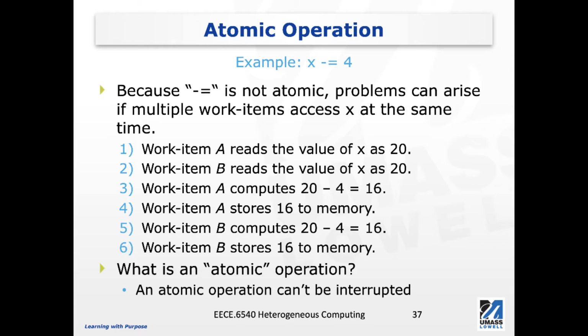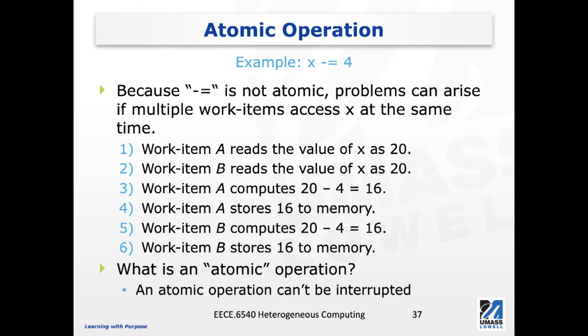Then at step 5, work item B also computes the subtraction. And then 20 subtract 4, we have 16 again. And finally, work item B stores 16 to memory. But we expect that this decrement 4 is performed by two work items, so the final result will be 12. However, as you can see, this sequence caused the result to be 16, which is incorrect.